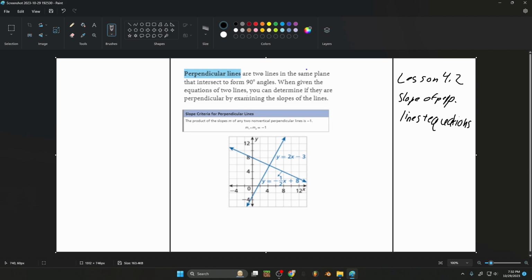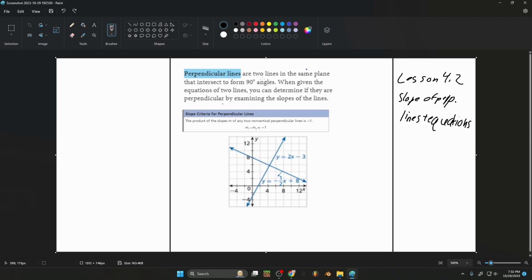Perpendicular lines are two lines in the same plane that intersect to form 90 degree angles. So what that's saying is, you see these two lines, they make a 90 degree angle right here, right here, and right here. Each of the four corners is 90 degrees.